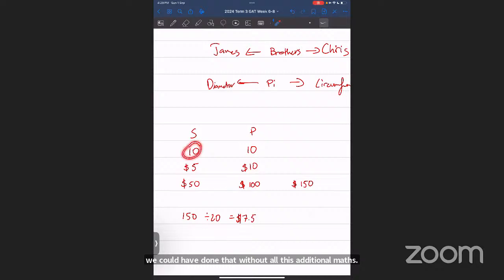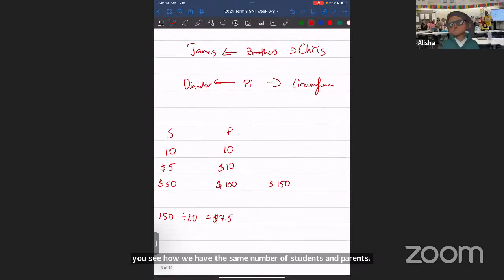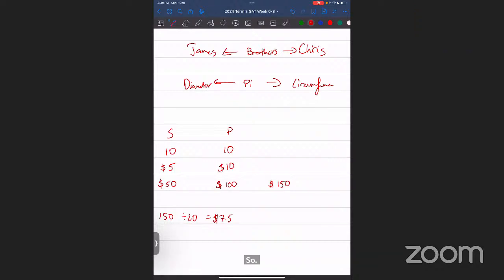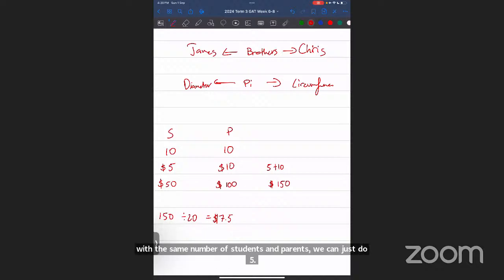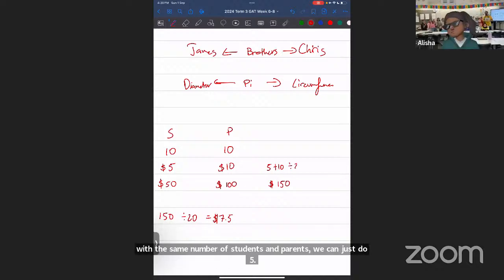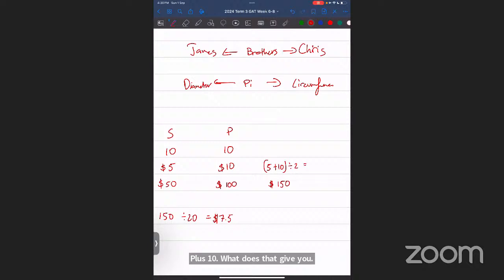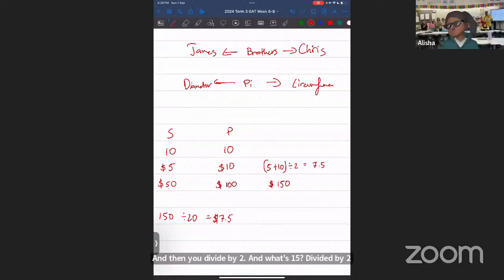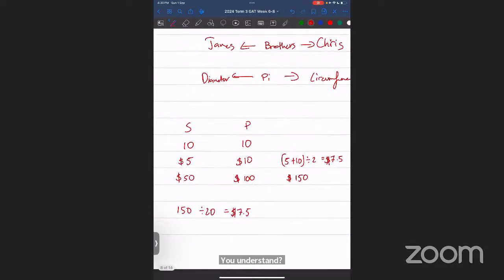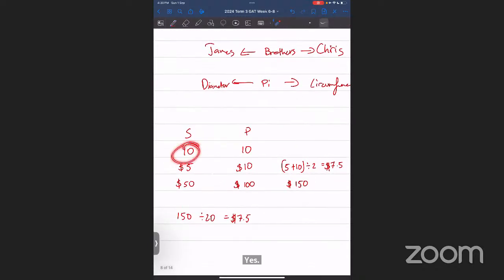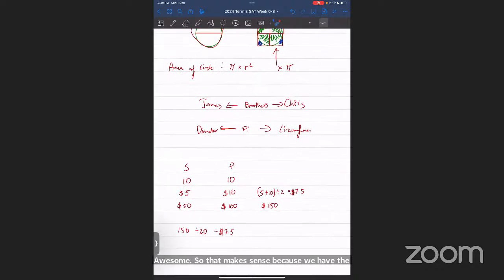Do you see how we have the same number of students and parents? Yes. So because we have the same number of students and parents, we can just do 5 plus 10. What does that give you? 15. And then you divide by 2. What's 15 divided by 2? 7.5. You understand? Yes. So that makes sense because we have the same number of students and parents, just like you mentioned.